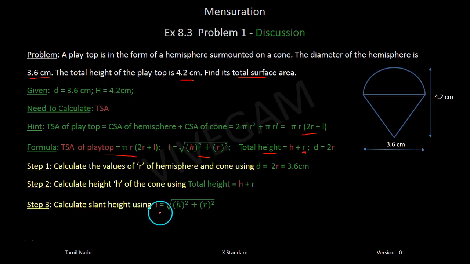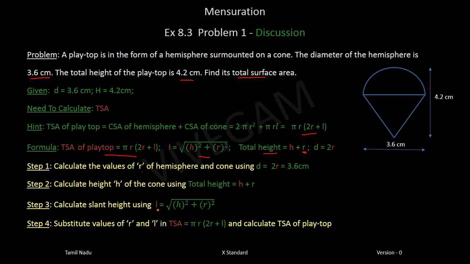Next, you calculate the slant height using root of h square plus r square. h we calculated in step 2, r we calculated in step 1. So we should be able to calculate L. Once we know L, substitute the values of r and L in the formula TSA equal to pi r into 2r plus L and calculate the TSA of the plate top.